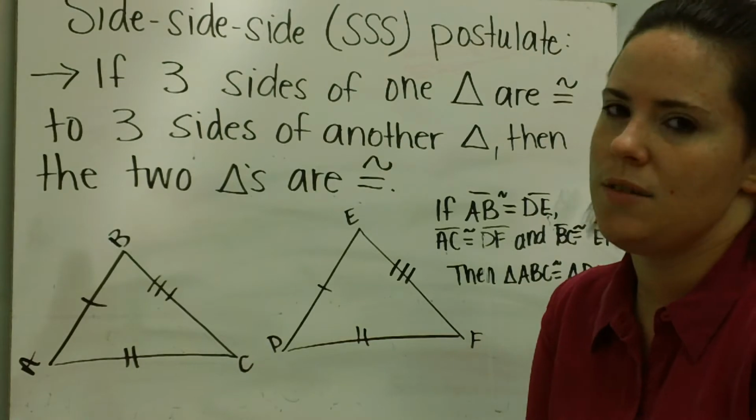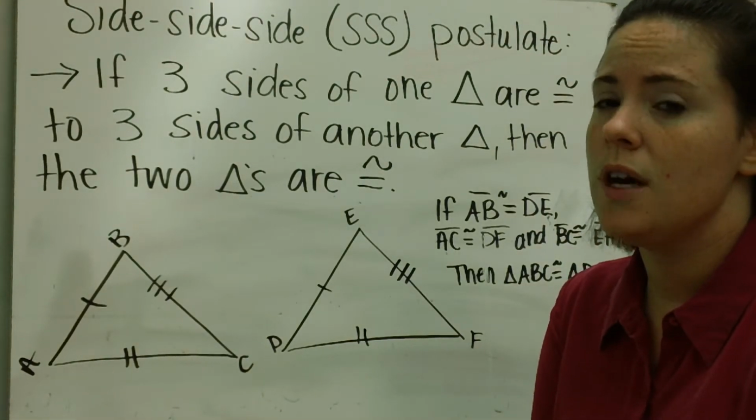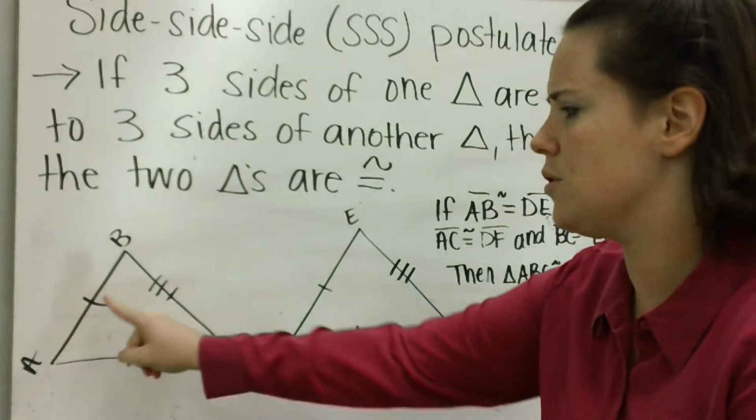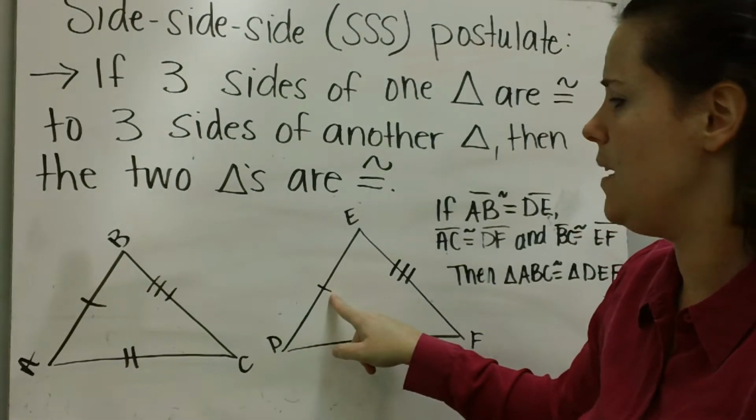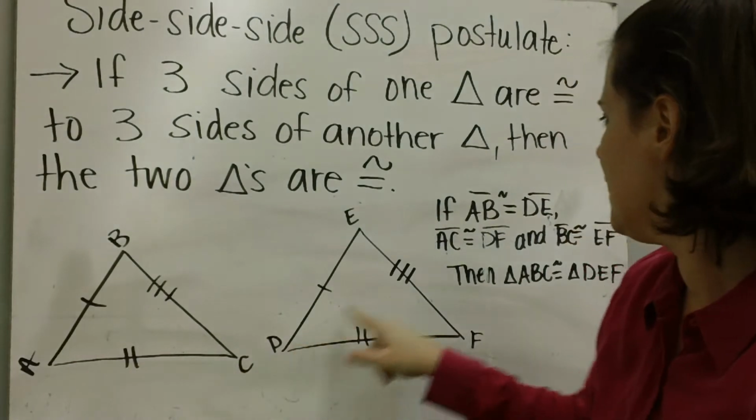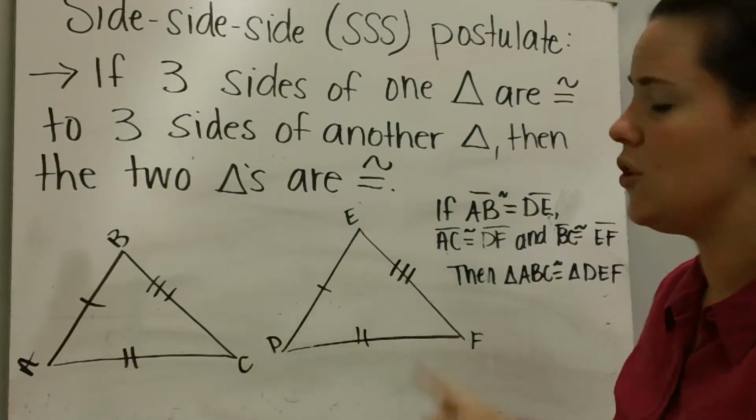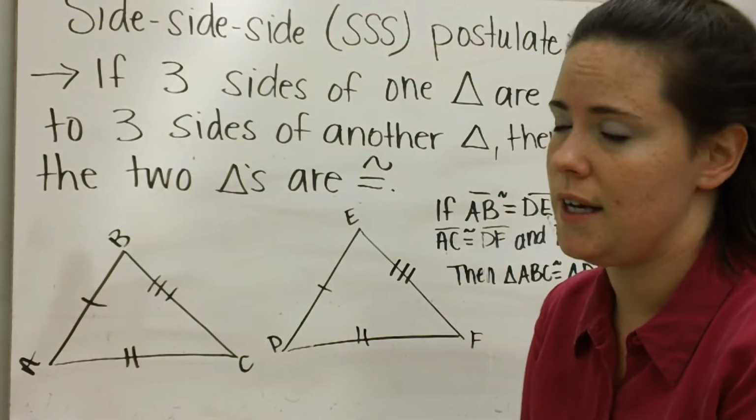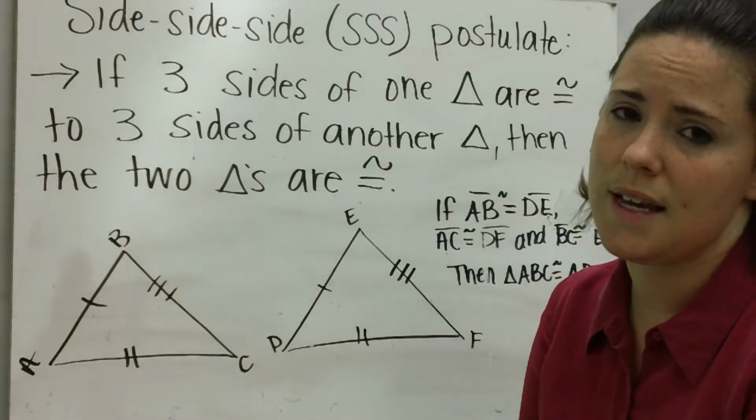It just says if three sides of one triangle are congruent to three sides of another triangle, then the two triangles are congruent. So when something's congruent, they use little tick marks. So this side would be congruent to this side. So I could say AB is congruent to DE, and then AC is going to be congruent to DF, and I can also say BC is congruent to EF. So we recognize those by those congruency marks on it. So if it shows that all three sides are congruent, then they're congruent by side.